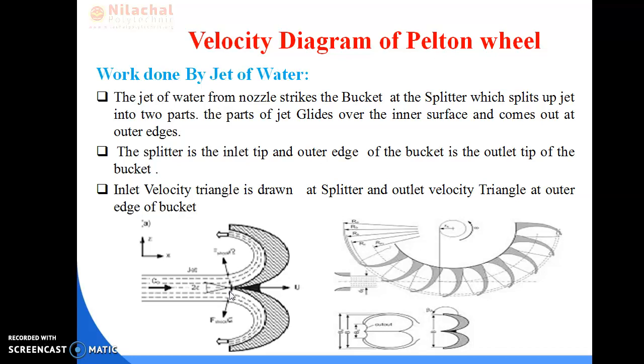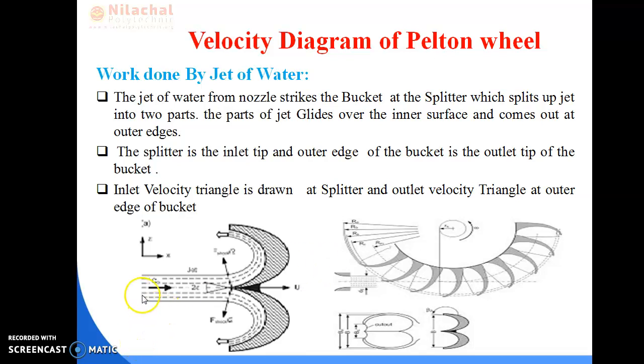After the striking of the water at the splitter, the jet may be deflected at some angle. So we have to draw the velocity diagram. The turbine is mounted upon the shaft along a horizontal direction. So we have to calculate the velocity of the blade along the horizontal direction as shown by the arrow mark u. U is the velocity of the blade along the horizontal direction.